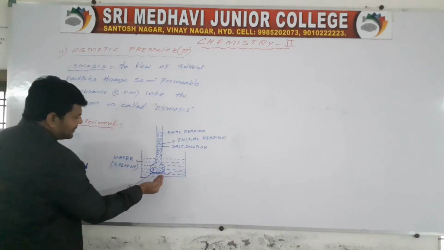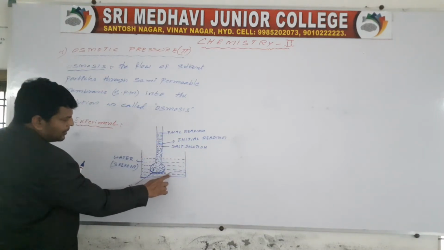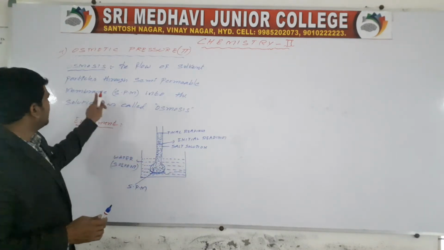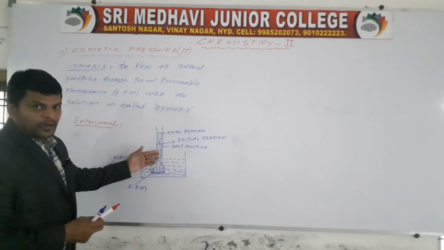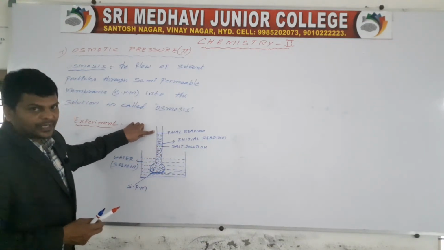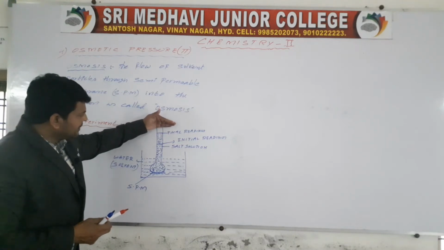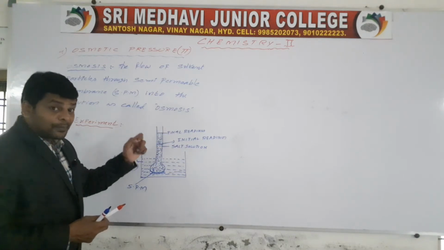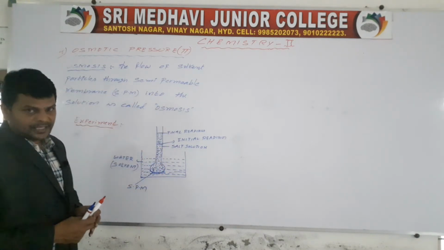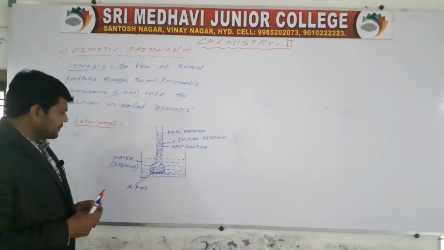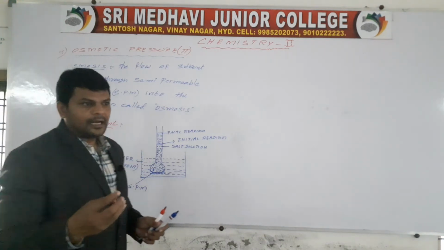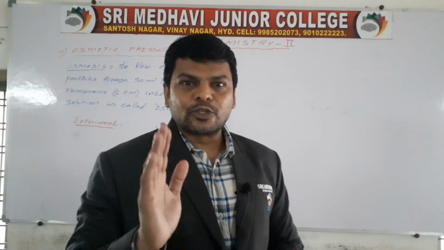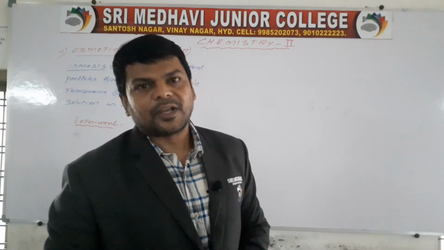See what I mean to say here. The process of solvent particles entering through the semi-permeable membrane into the solution is called osmosis. Due to osmosis, the solution reading increases. To bring the final reading to the initial position, you have to apply some pressure. That pressure is osmotic pressure. Osmotic pressure means the pressure required to stop the phenomenon of osmosis.